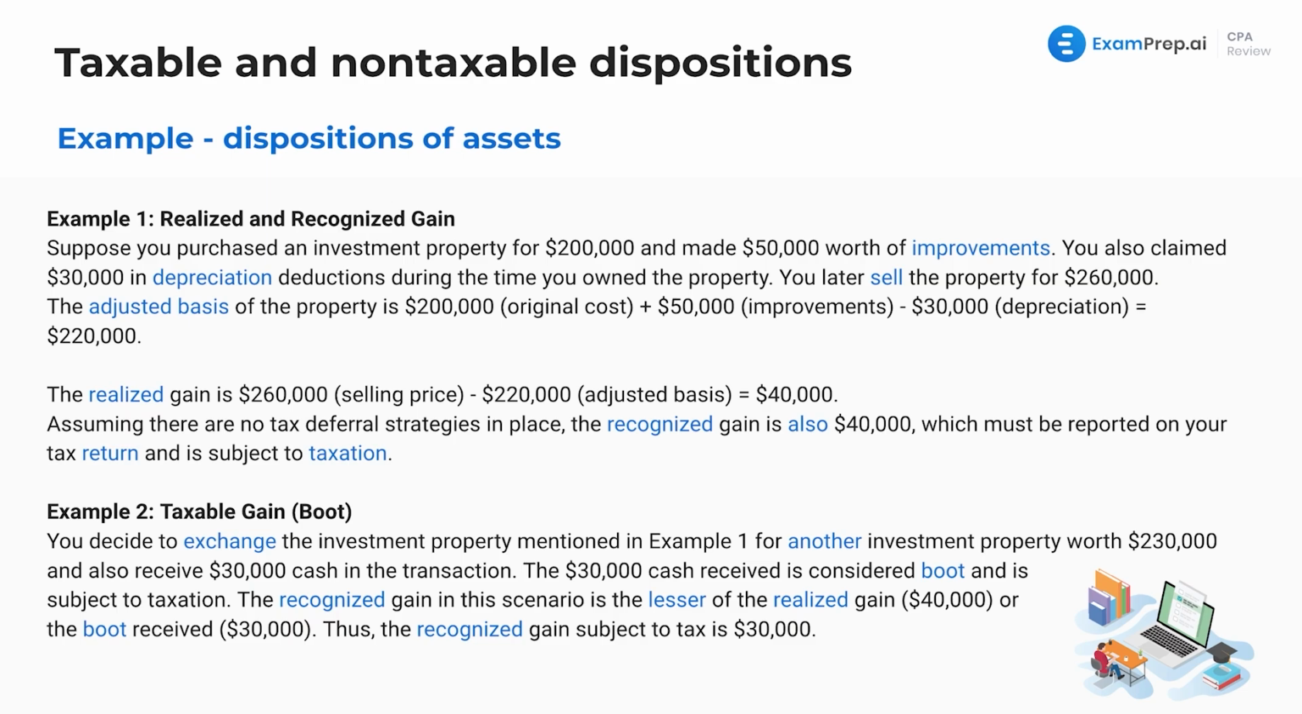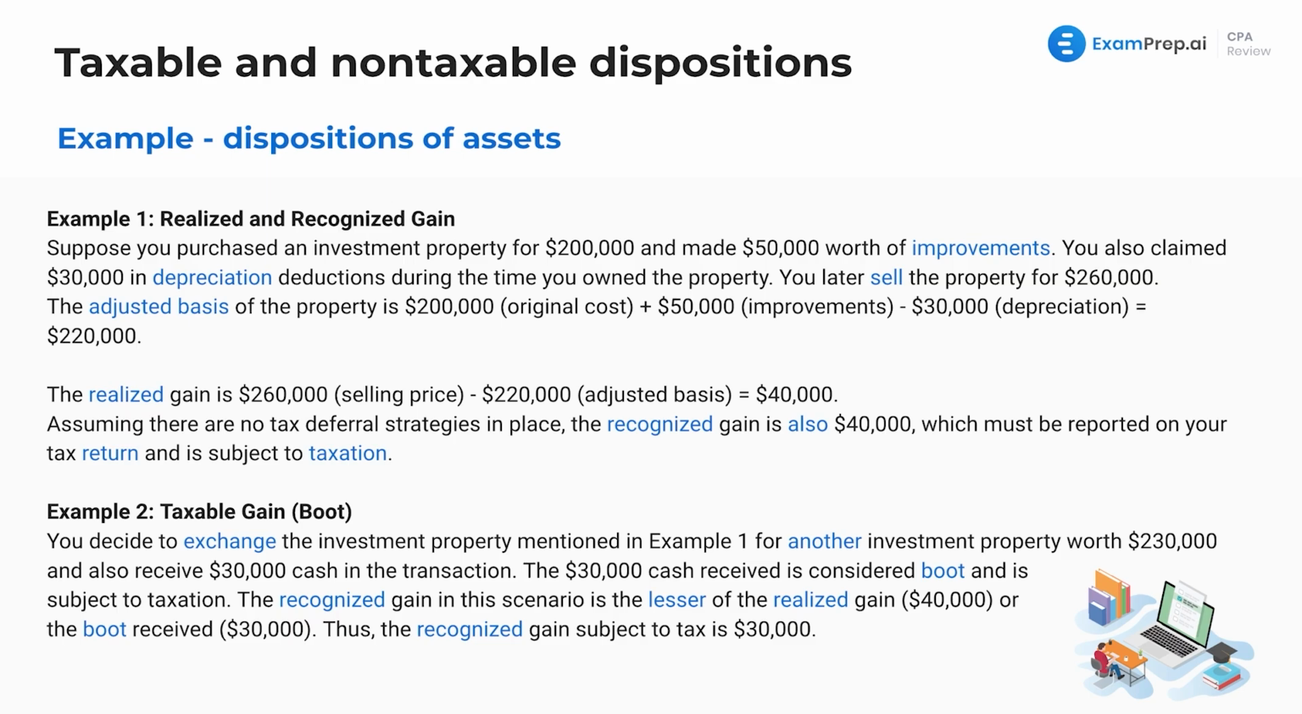Now that does not include things like just normal repairs and maintenance. But let's say you add an extra wing onto the house, you add extra office space to the building, that would be considered an improvement. We deal with that in cost recovery, capitalizing versus expensing. And then depreciation, obviously that takes a factor out of your basis. So our adjusted basis is 220. The realized gain here is the 260 selling price minus the 220 adjusted basis for 40.